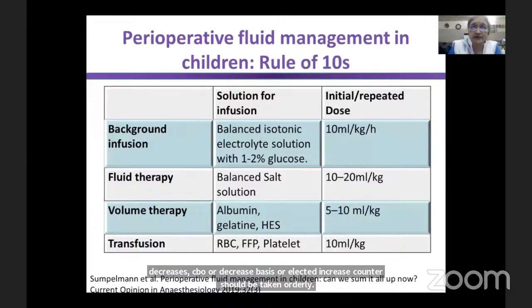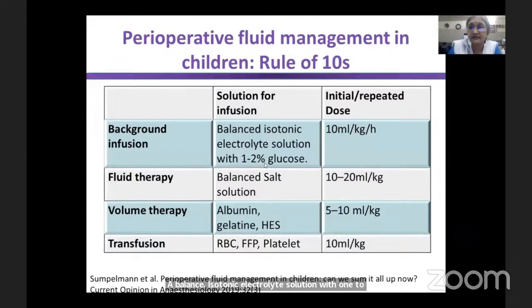Now, to simplify, this article came out which says that for perioperative fluid management in children, the rule of 10 means a background infusion of balanced isotonic electrolyte solution with 1 to 2% glucose can be given at 10 ml per kg per hour.